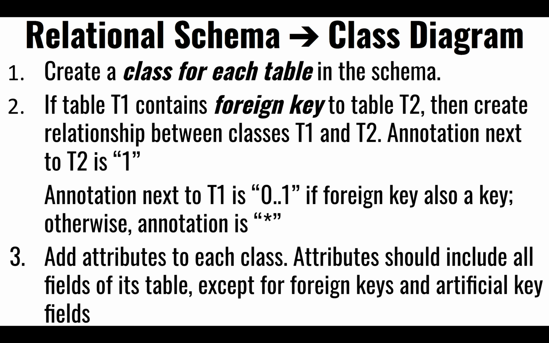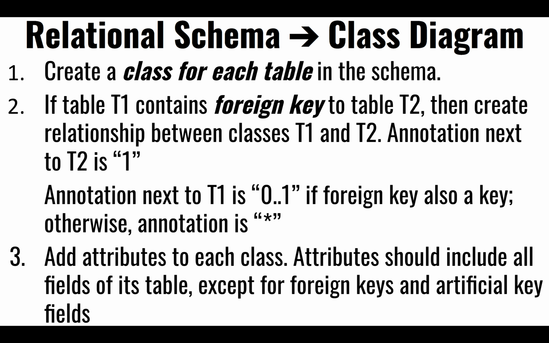And so if table 1 contains a foreign key to table 2 that has a primary key, then there would be a line between the two, and there will be a 1 on T2. So there's a 1 right here. Now I need to know about T1. What do I do with T1? If the foreign key is just a plain old foreign key, then it's a star. But if it's a foreign key that is also a primary key, then it's a 0..1, an optional. In this particular case, with a plain old foreign key, it's just a star.